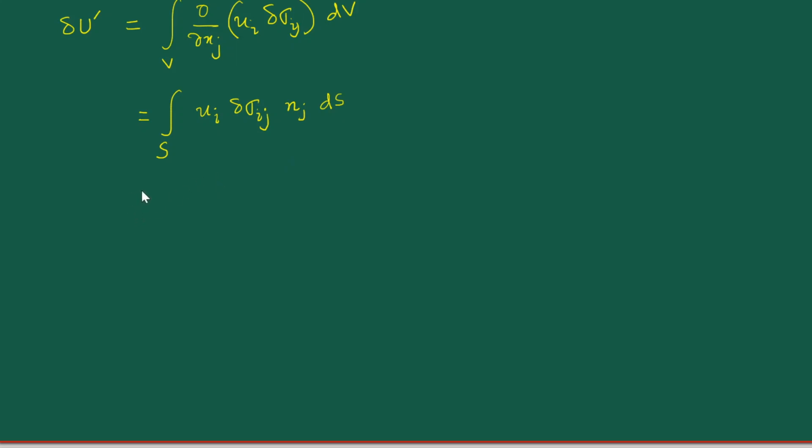Next, what we are going to do is put this nj within this variational operator. Let me just write that and I'll explain why that is possible.